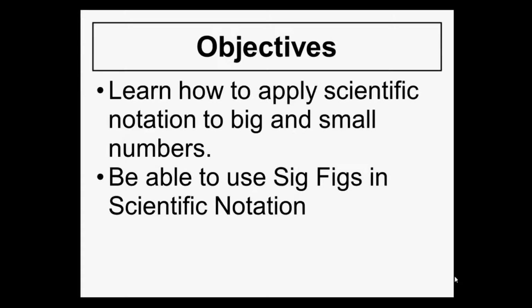In this video, the goal is to learn how to convert numbers into scientific notation and how to convert them out of scientific notation into a regular number. We're also going to be keying in on how to use significant figures in scientific notation as well. There's a reason why we do this, and it actually makes a lot of sense. So let's just jump right into it because it's really cool.